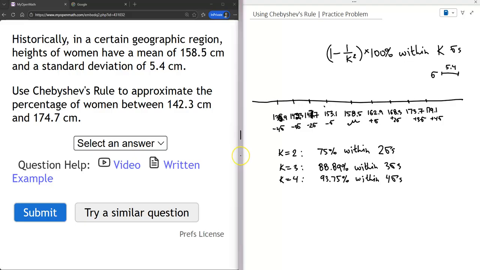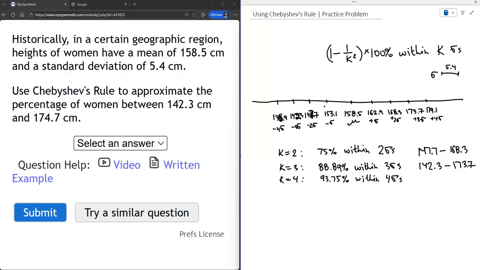Okay, and according to Chebyshev's rule, 75% of the data will be between 147.7 and 168.3. 88%, well, roughly 89% of the data will be between 142.3 and 173.7. And finally, 93.75% will be between 136.9 and 179.1. So depending on the question, we're going to have to pick one of these intervals.